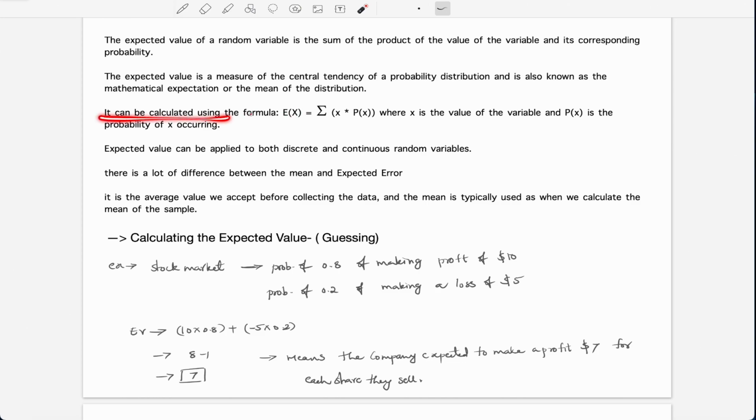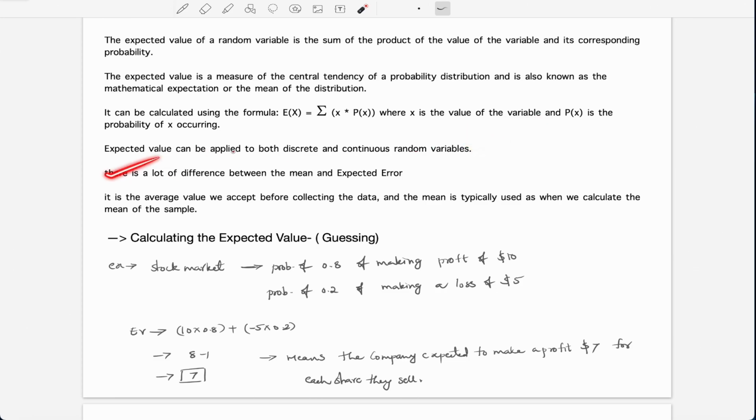It can be calculated using the formula: summation over all x of x multiplied by p of x, where x is the value of a variable and p of x is the probability of x occurring. For example, if x is 1 and the probability of that value is 0.5, we simply multiply these two. This is our expected value.